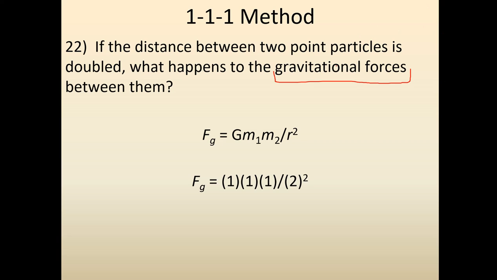We say G doesn't change, so that's a 1. M1 didn't change, so that's a 1. And M2 didn't change, so that's a 1. So we get 1 times 1 times 1 divided by 2 squared, or 1/4, or quartered. So doubling the distance quarters the force, which is pretty interesting compared to the centripetal force equation, where doubling the distance would have halved the force.